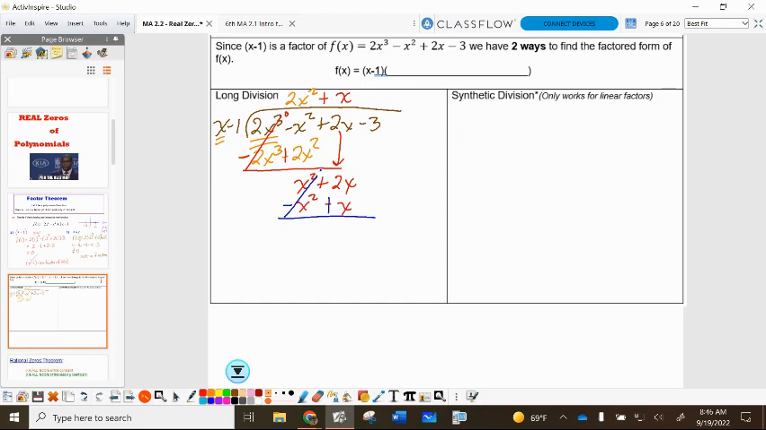X squared minus x squared cancels each other out. 2x and x is 3x, and I bring down the next term. How many times does x go into 3x? It goes in 3 times. So I'm going to put that above my constant.